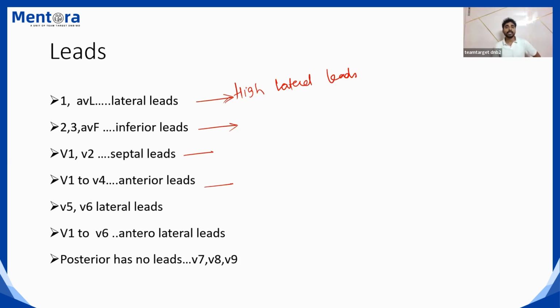So we have to do a posterior ECG by putting V7, V8, V9 leads. This is the question they are going to ask in your viva also. Where will you put V7, where will you put V8, and where will you put V9?